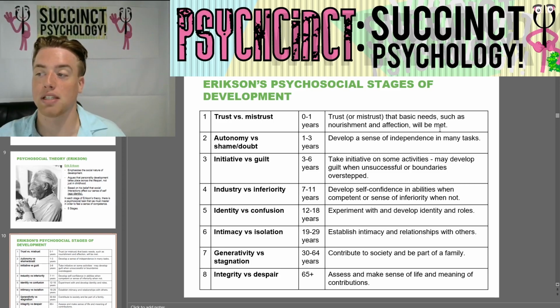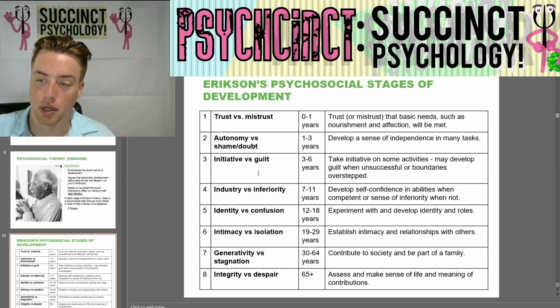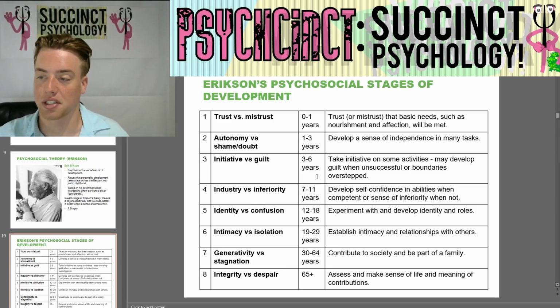Trust or mistrust that basic needs, such as nourishment and affection, will be met. Stage 2 is autonomy versus shame/doubt, which is 1 to 3 years, and develop a sense of independence in many tasks. 3 is initiative versus guilt, 3 to 6 years, takes initiative on some activities and may develop guilt when unsuccessful or boundaries are overstepped.